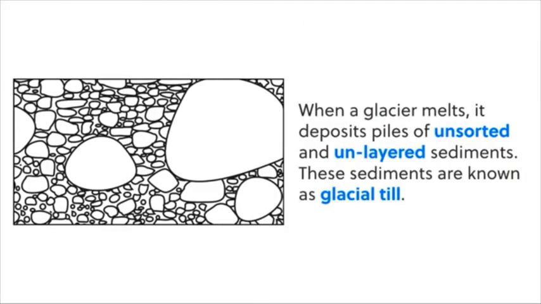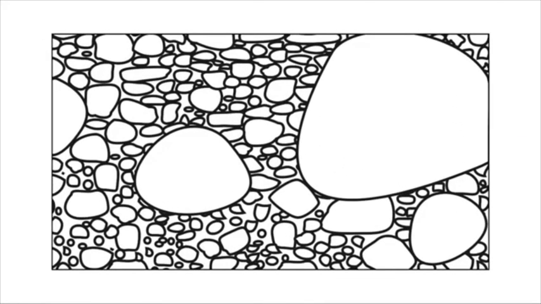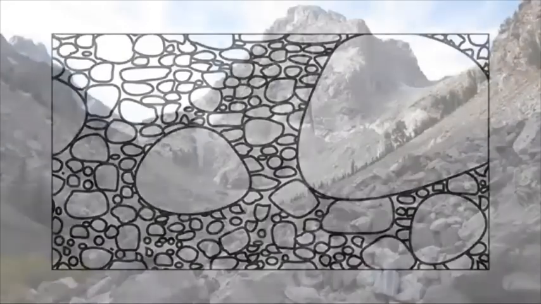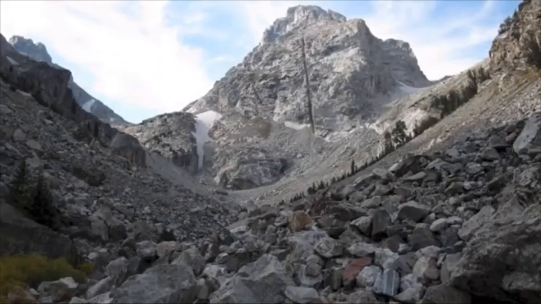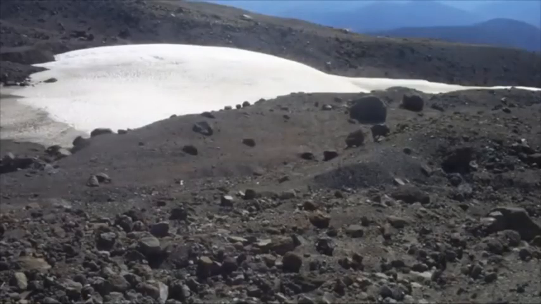When a glacier melts, it's going to deposit or drop off all of the sediment, all of the pieces of rock and sand and silt and clay that it was carrying with it. And when it does so, it just kind of drops it off, and so we end up with these big piles of unsorted and unlayered sediment. And we have a term for these sediments, and that's called glacial till. Here you can see big, small, all mixed together. And this is what it looks like in reality. And this serves as further evidence that there was once a glacier in this area.